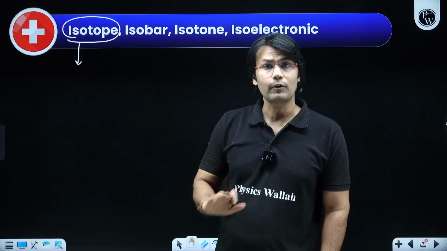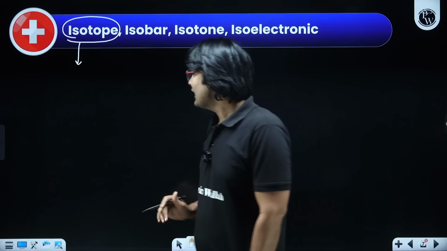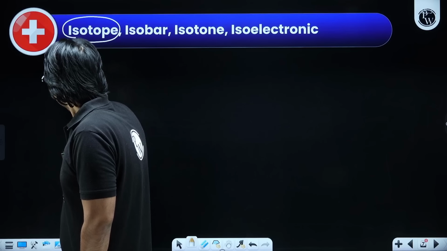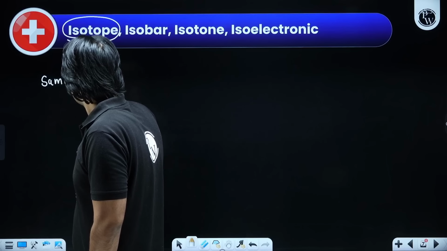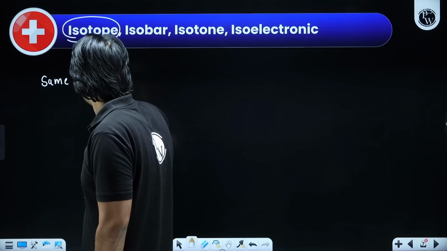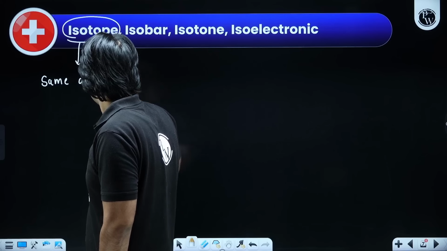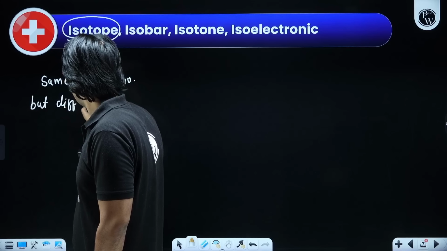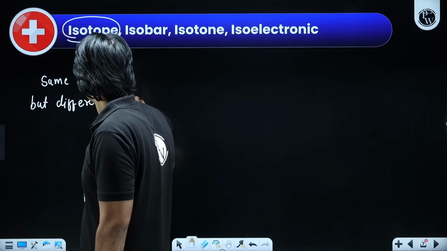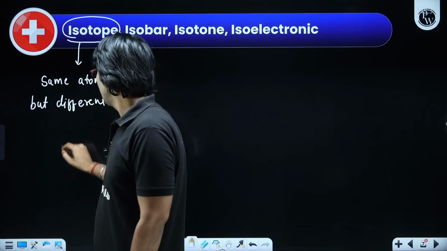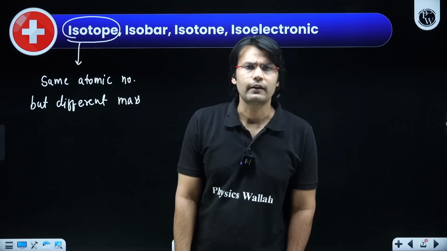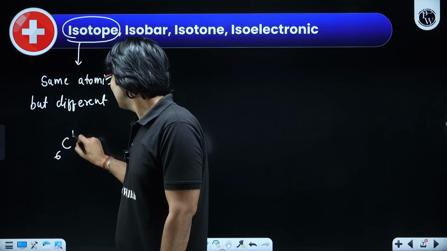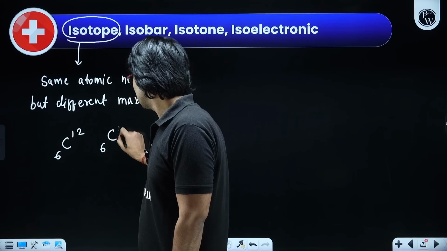Isotopes belong to the same element. So atoms which have the same atomic number but different mass number. Like if you talk about carbon as an element, carbon has two common isotopes. One is C-12, one is C-14.